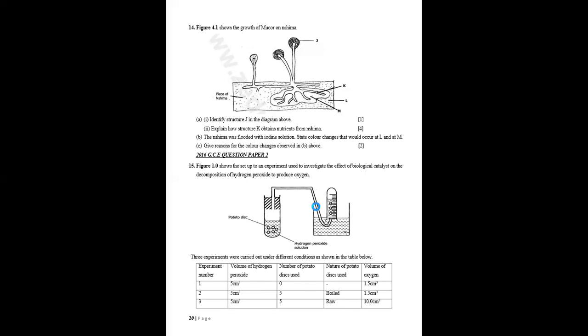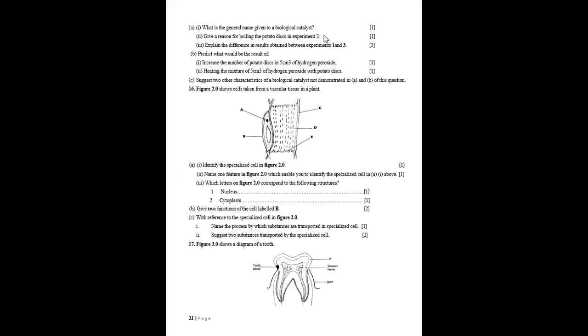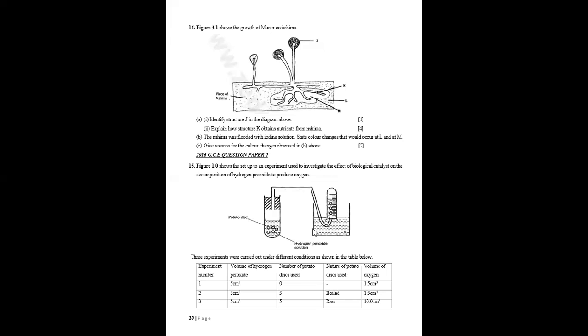Okay, let's get to our question. What is the general name given to a biological catalyst? The answer here is enzyme. Give a reason for boiling the potato discs in experiment two. In experiment two, it is to denature or kill the enzymes, the catalysts in it. That's the reason.